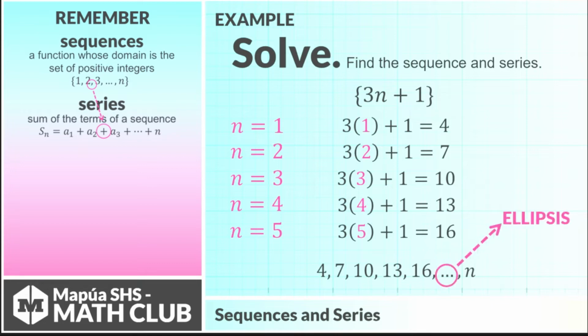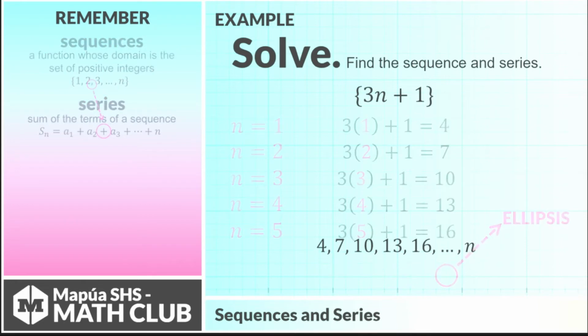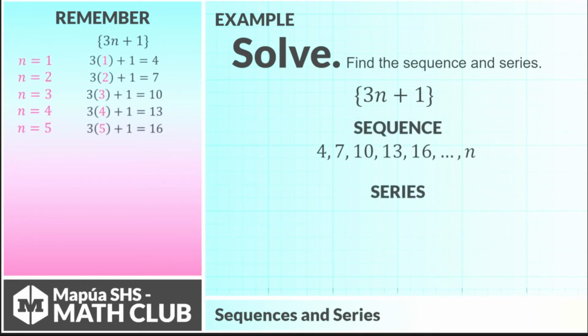Take note that the ellipsis represents the numbers in between the last specified number, which is 16 in our case, and the n, or often the value we want to find. So, how about its series? We just have to replace the commas with addition signs and we'd get 4 plus 7 plus 10 plus 13 plus 16 plus ellipsis plus n.